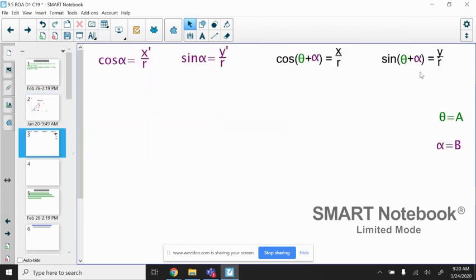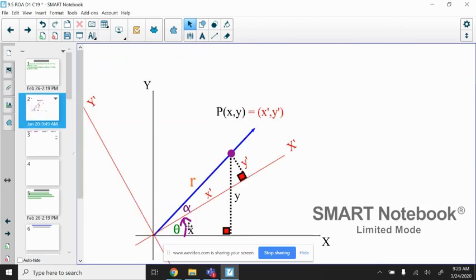What is theta? Theta is the amount of rotation from the x-axis to the x prime axis. So in essence, theta represents how much I rotated the axes. So theta is going to play an important role in what we do.